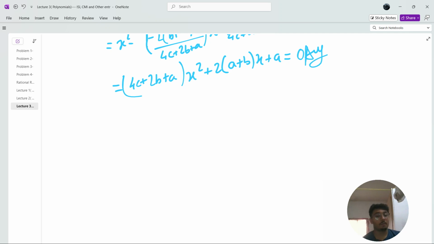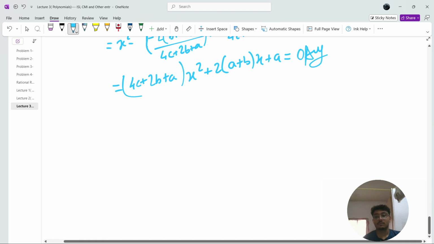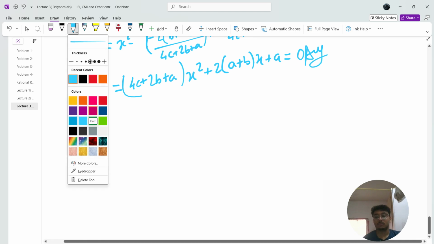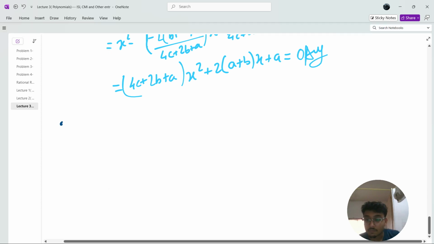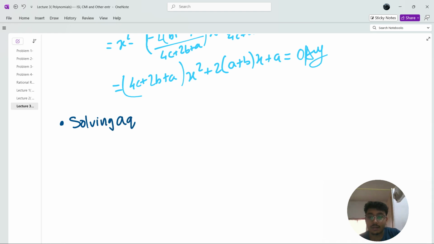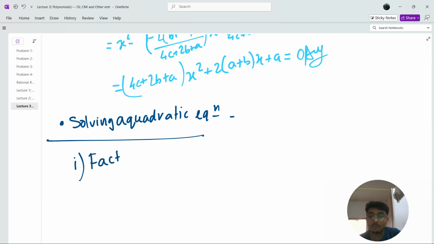So my next topic of discussion is solving a quadratic equation, but this is only valid for quadratic, mind you. Solving a quadratic equation. Number 1, factorization method.